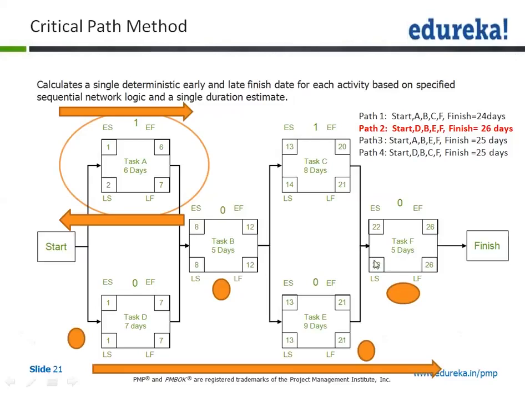From 26 to 22, the 5 days have been consumed. We come back. The next activity is going to take 9 days. So from 22, the next available time is 21, minus 9 days becomes 13, which is the late start. And likewise, we will do the backward pass till activity D, which is the first activity. So we need to finish the backward pass on the critical path first, and then the same backward pass can be done on the remaining paths. So this is what the critical path method is all about.